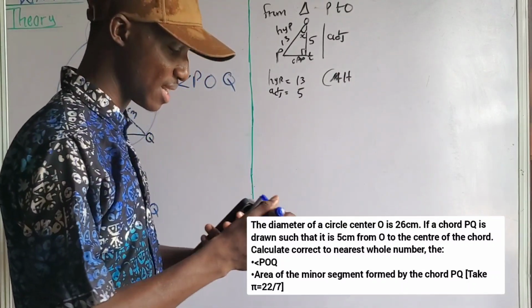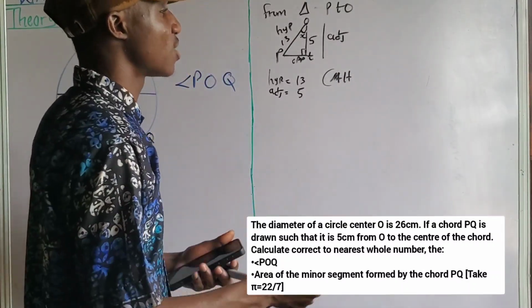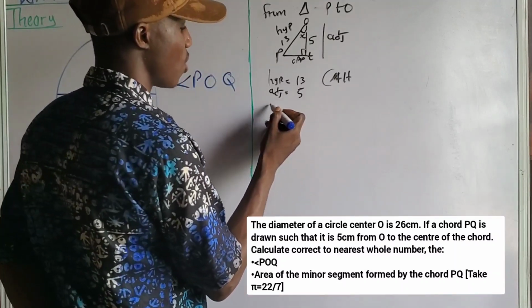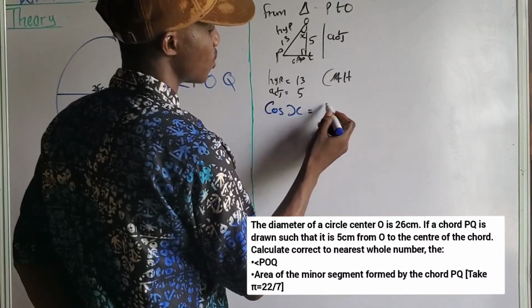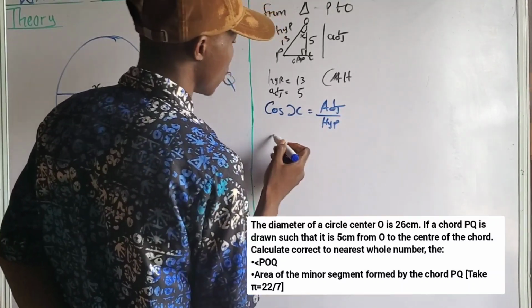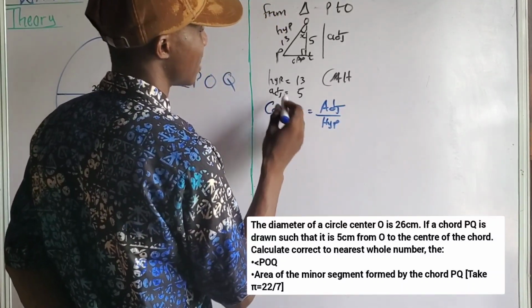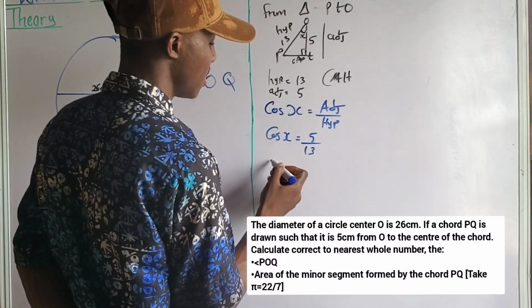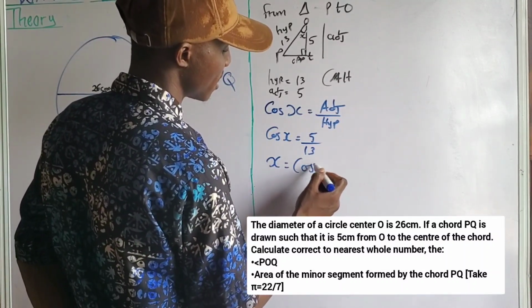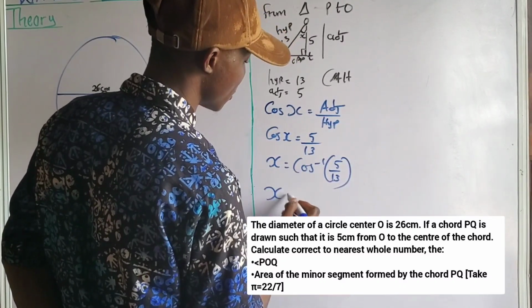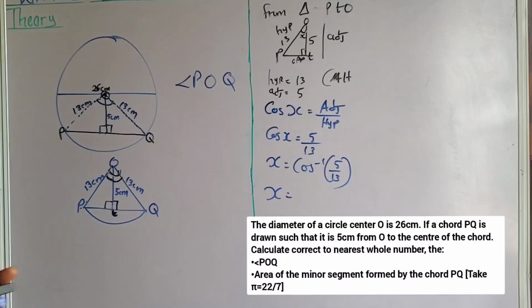Cos combines both hypotenuse and adjacent, and it simply means cos theta equals adjacent over hypotenuse. Cos x equals adjacent over hypotenuse. You understand? So cos x is equal to adjacent, which is 5, all over hypotenuse, which is 13. So x equals cos inverse of 5 over 13. Do you understand? So now take the cos inverse of 5 over 13.